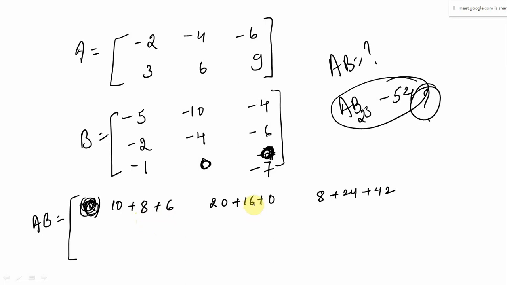No, sir. This is like -2 multiplied by -10 plus -4 multiplied by -4. So 4 into 4 will be 16. Yes, clear? Then the second one.